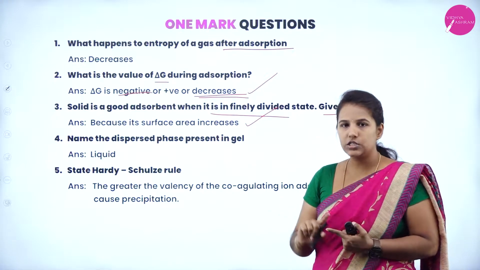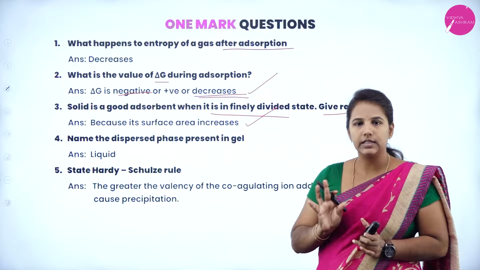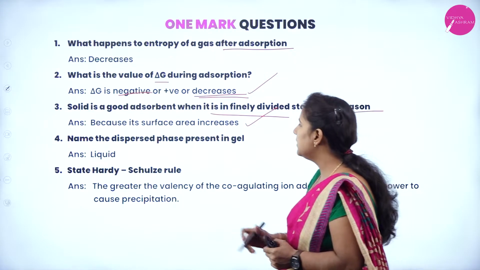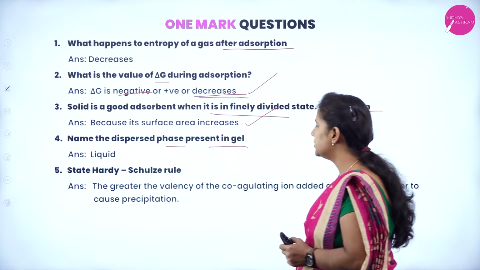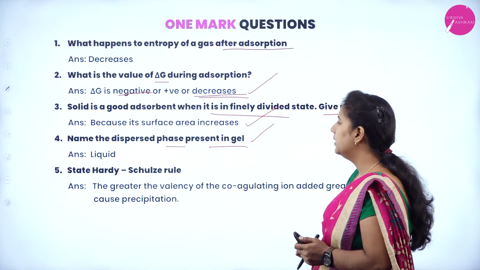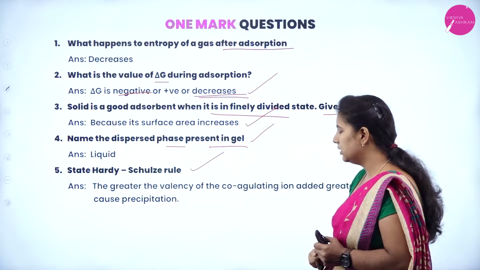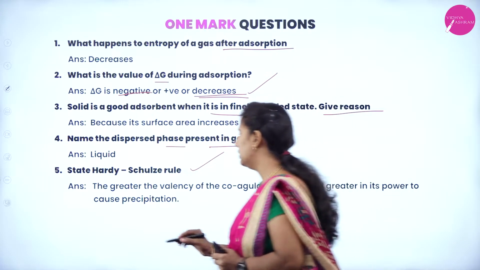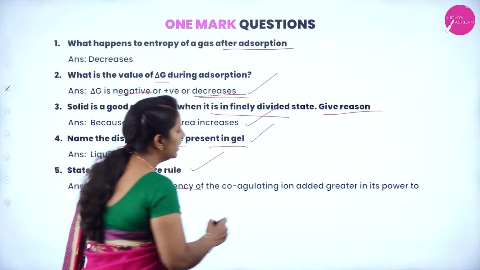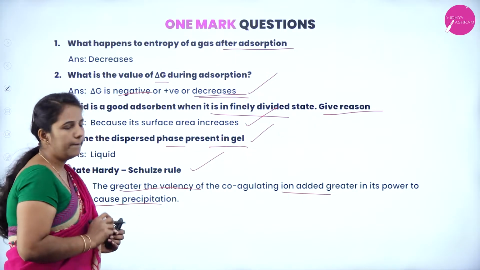As I said, adsorbate, adsorbent, adsorption, absorption, all these are the basic terminologies that you have to remember for this unit. Name the dispersion phase which is present in the gel. We know that in the gel, the dispersion phase is a liquid. Next is the Hardy-Schulze rule. According to the Hardy-Schulze rule, we already know that the greater the valency of the coagulating ion added, the greater will be the power to cause precipitation.